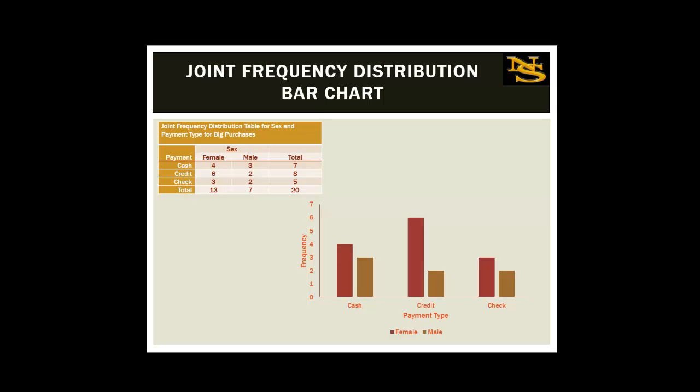So by looking at this graph, the thing that jumps out to me is, oh my gosh, way more females paid with credit than males. But remember that limitation. Remember that, more than likely, regardless of any preference among payment types for males versus females, you're going to see taller bars for females because there are more females in the sample in general.